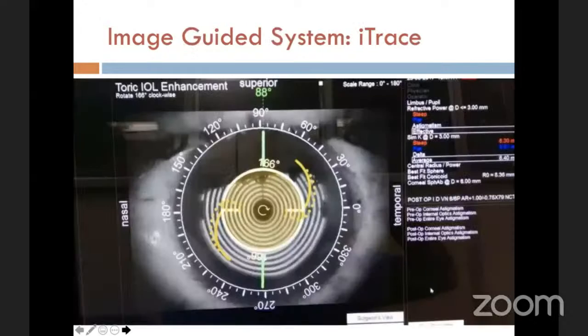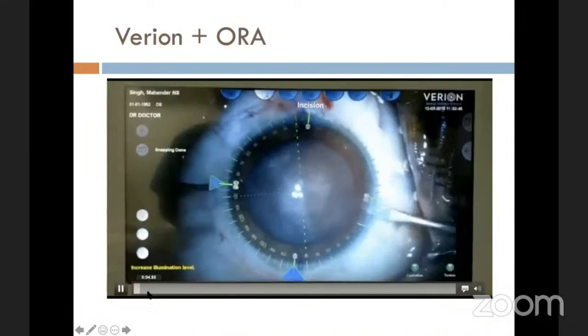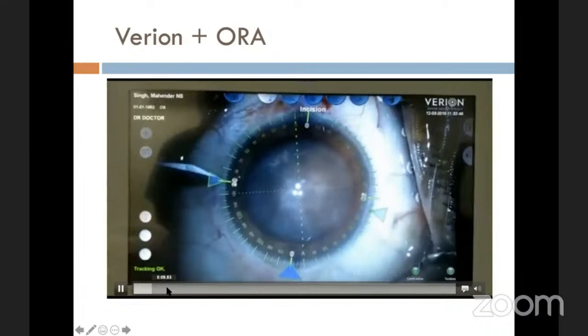Then you have post-operatively also image-guided systems like iTrace, which can tell you whether the IOL is aligned in the post-operative period or not. And then even if there are slight misalignments, these can be tackled. And this is the one that I was talking about, the combined Verion and Aura.